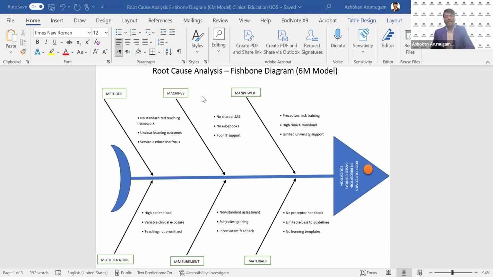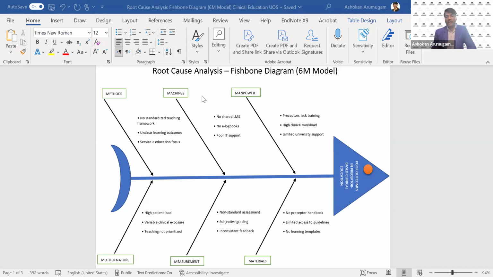Measurements: they do not follow standardized assessment, though we give some assessment forms and rubrics. Not everyone is filling them in explicitly. The grading is more subjective rather than following the objective format that we give. And feedback is inconsistent. Some preceptors give elaborate feedback, but not all of them. Many keep it subjective, and because of lack of time, they keep it very short. Regarding the materials, they do not have a preceptor handbook, but they do have the clinical logbook that we give, with all the rules and regulations that our students follow, but they do not have a proper manual.